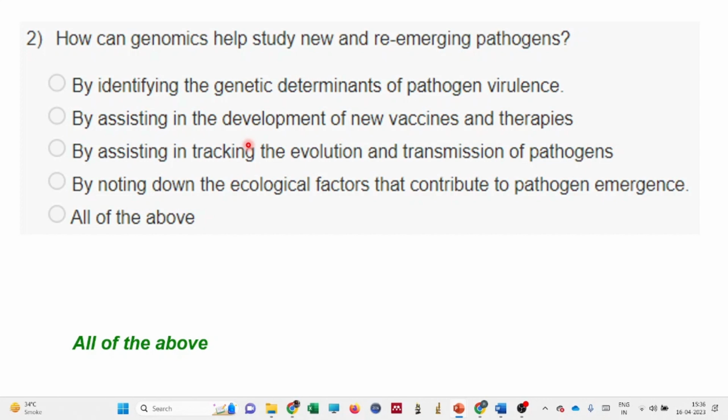Also, it can help in designing personalized therapies. Genomics can help identify genetic variations in the host that affect susceptibility to a pathogen or response to a treatment. This information can be used to develop personalized therapies that are tailored to the individual's genetic makeup, increasing their effectiveness and reducing the risk of adverse side effects. You might know that some individuals are more susceptible to a pathogen than others. If a pathogen is there in the atmosphere, it will infect you, but some individuals are obviously more prone to the symptoms.